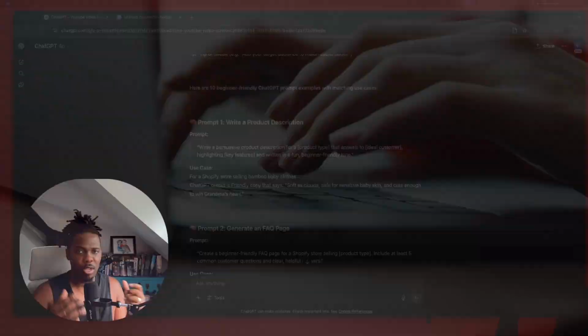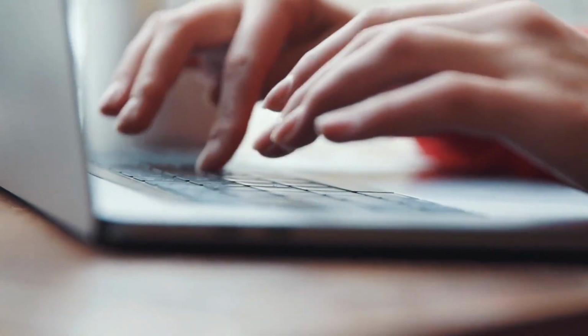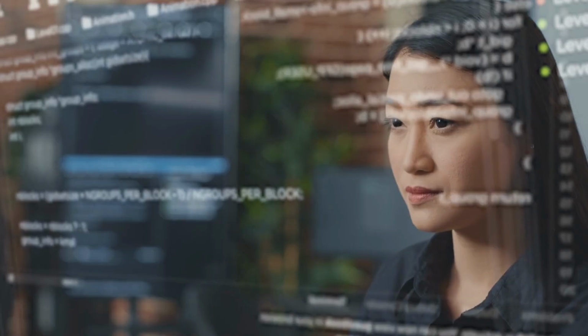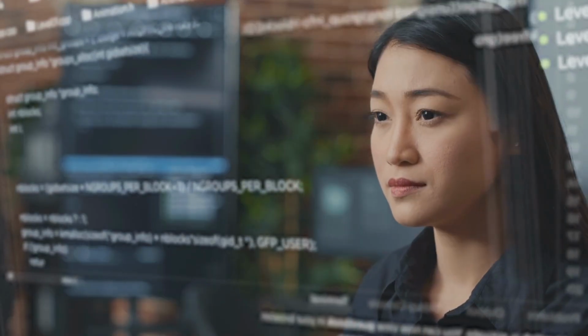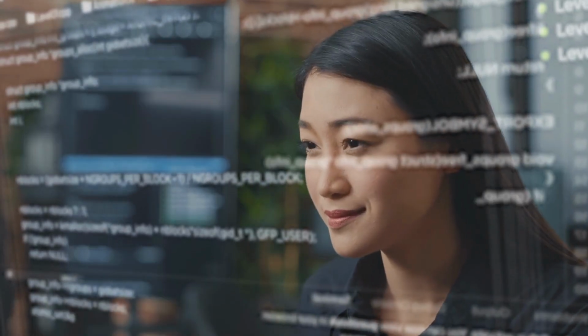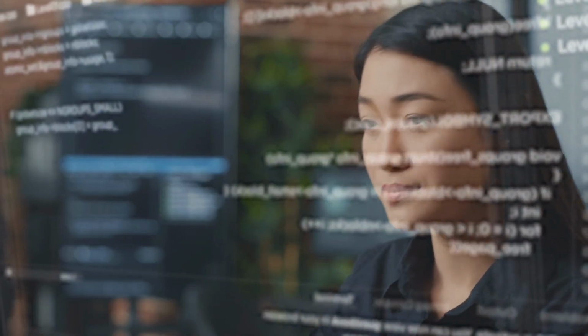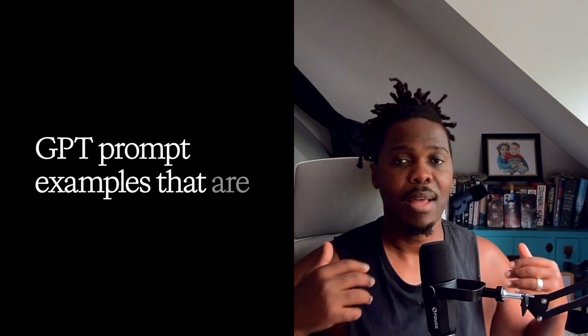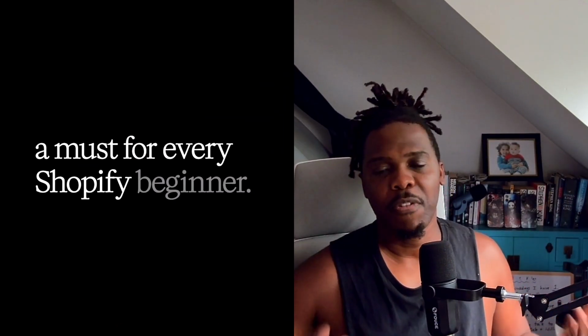Navigating the world of Shopify, especially at the beginning, can be a challenge, not necessarily because of skill, but because of time. There's a lot of copy you have to write, business management that you have to get your head around. Keeping that in mind, there is obviously AI nowadays, which is thankfully there to fast track our workflow and make life easier. Here's 10 beginner-friendly ChatGPT prompt examples that are a must for every Shopify beginner.